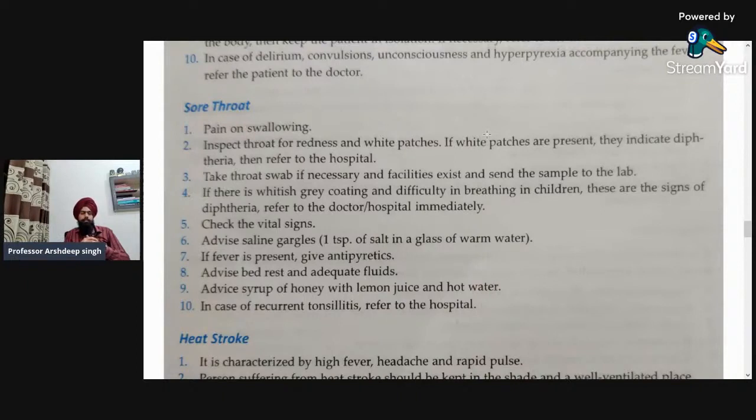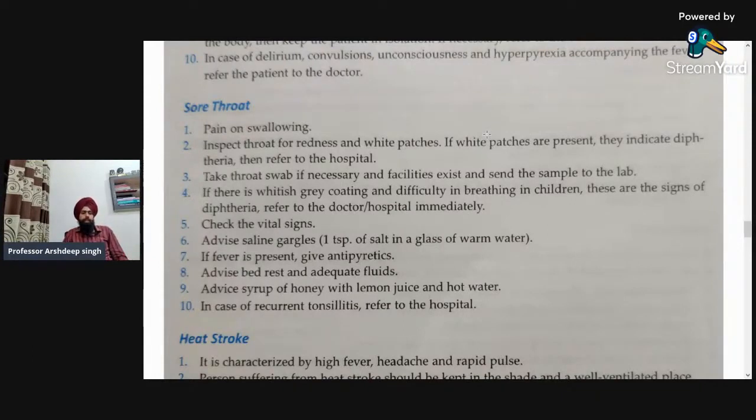Next, check the vital signs. Next, advise saline gargles. So we have to put some salt in water and do the gargles with that water, like 1 teaspoon of salt in a glass of warm water. Next, if fever is present, give antipyretics. It is obvious that antipyretics are for the fever.